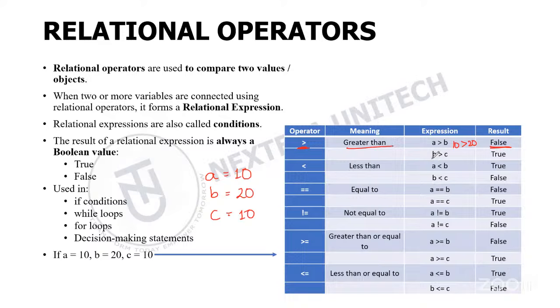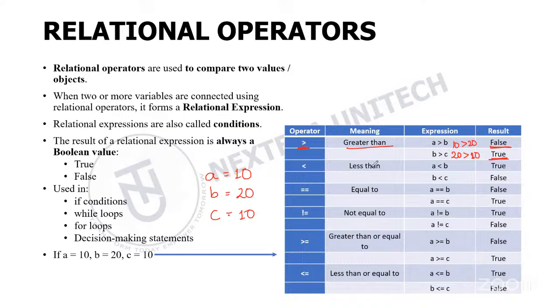And here we have b greater than c. So b is 20, greater than c, which is 10. So 20 greater than 10, that is true, right? 20 is greater than 10. That is why we'll get the result true.